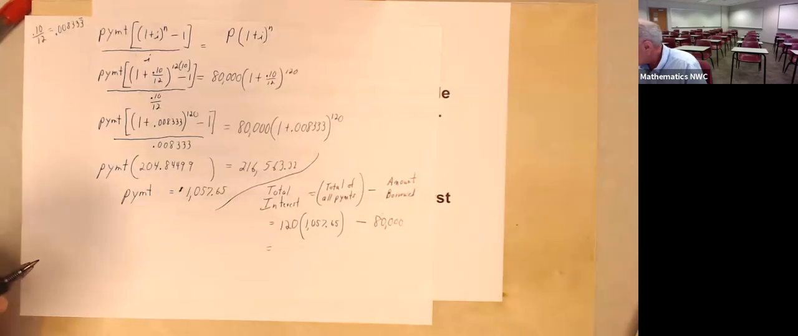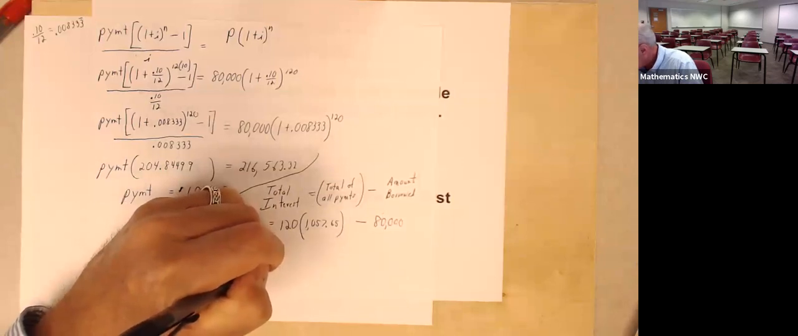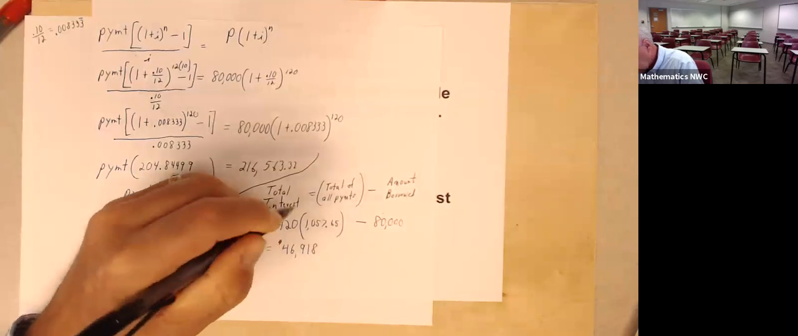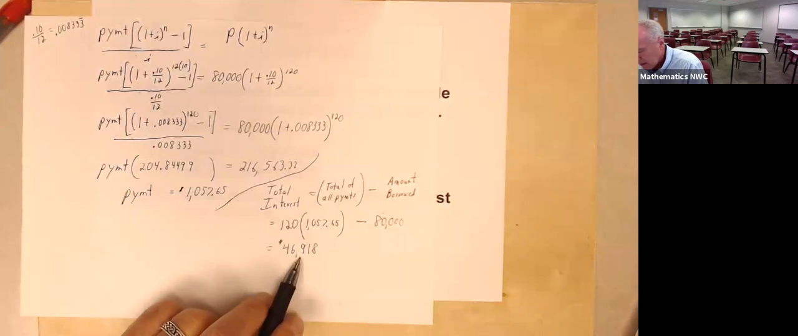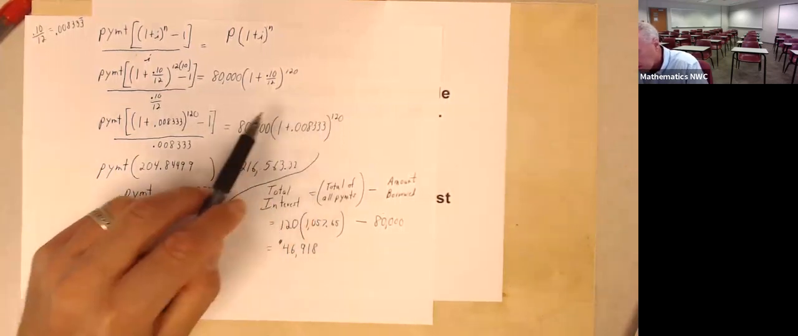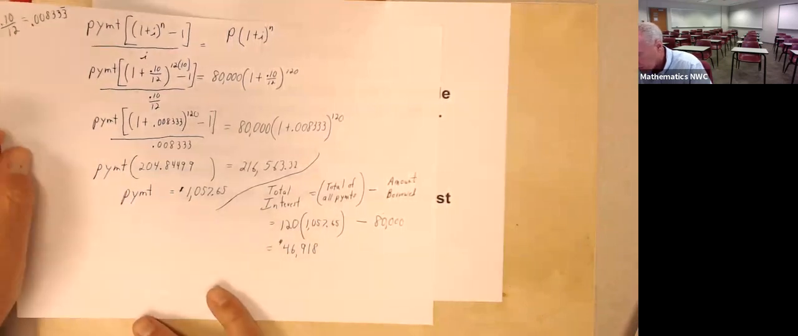So if you do that, you will end up with approximately $46,918. And again, you can work that on your calculator, but check that out. This is the amount of interest you would have paid. Not so terribly much because you put it on a pretty aggressive payback, 10 years or 120 months. That's why you didn't pay as much interest.